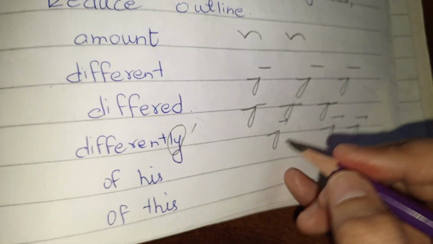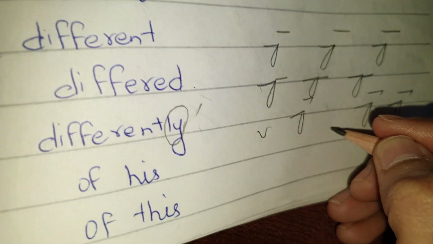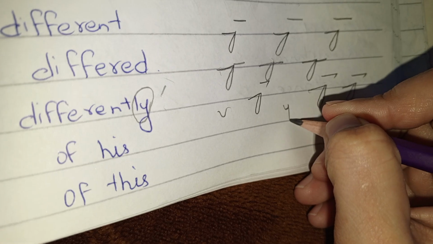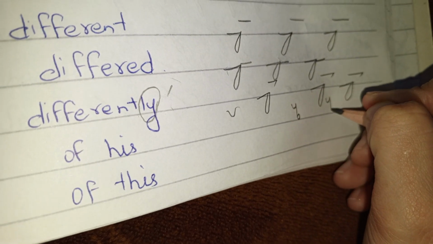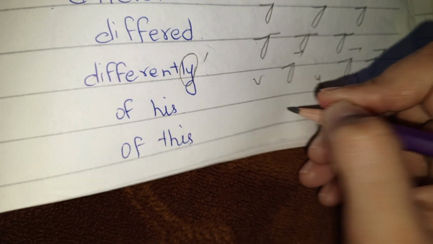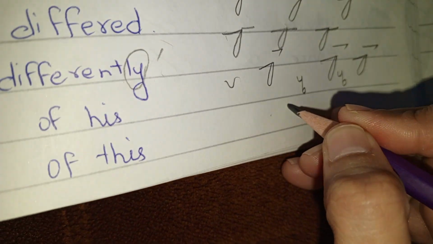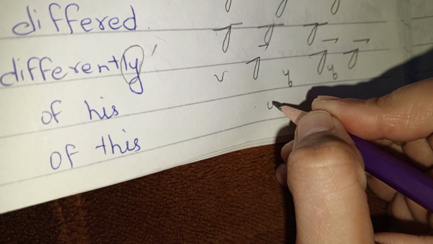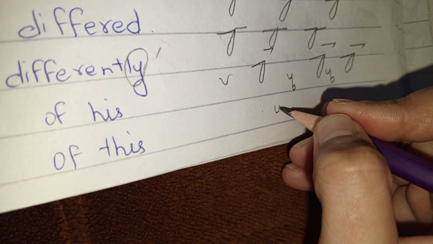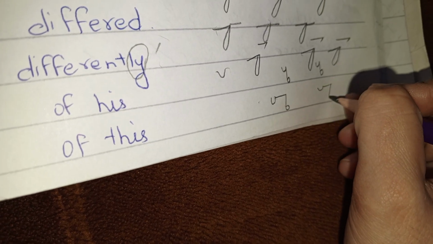Of his. This is for of, and H, S. Of this. It's very hard to write on the last line. For of we use the outline of O. Of, T, H, S. Of this.